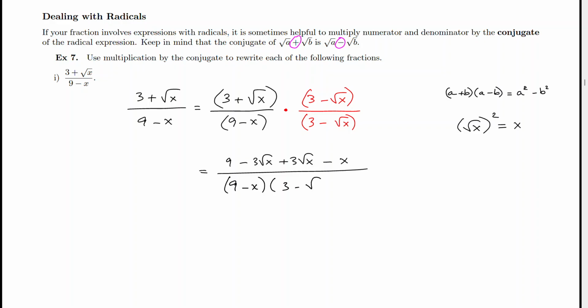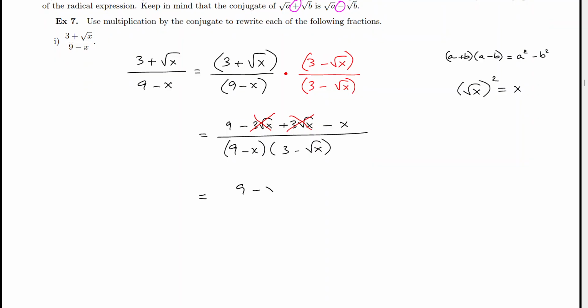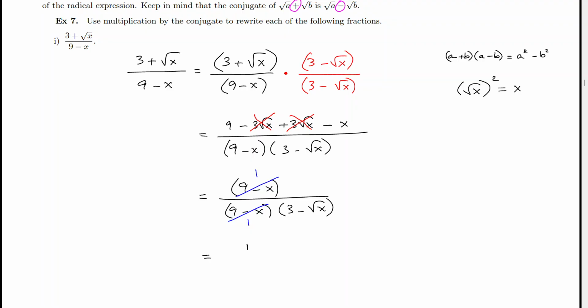It's going to be better to leave it factored for a moment. And notice what will happen on the numerator. Those middle terms are going to cancel out. And whatever's left is just 9 minus x. If you want, you can put parentheses around it. And on the denominator, we already have 9 minus x, and we already have the 3 minus square root of x. The beautiful thing here is that this factor 9 minus x will be reduced, and the final solution will contain 1 over 3 minus square root of x.